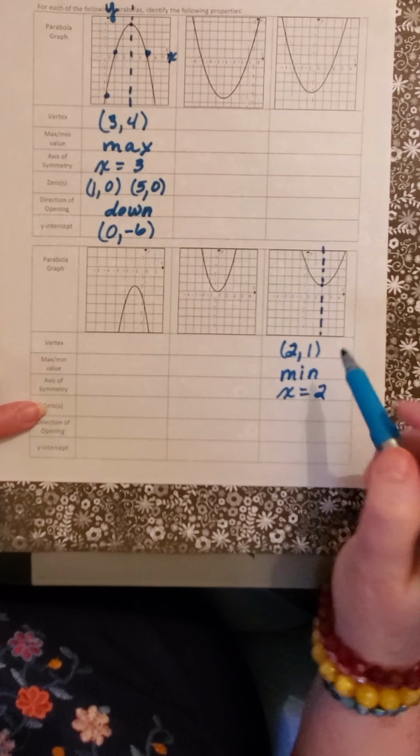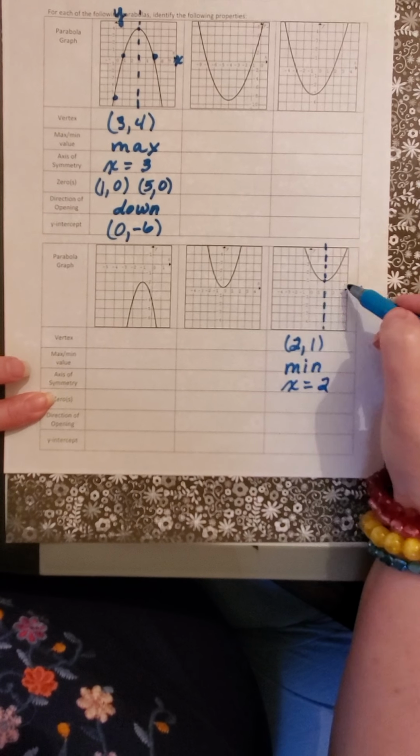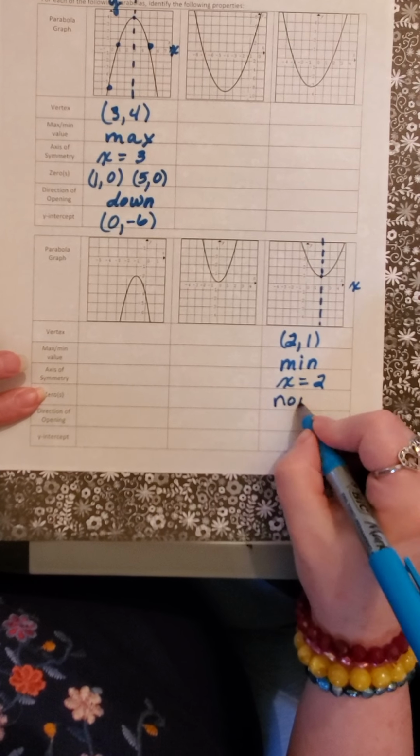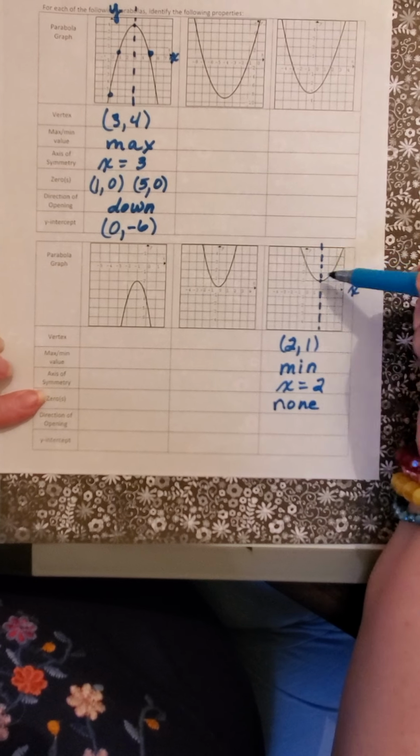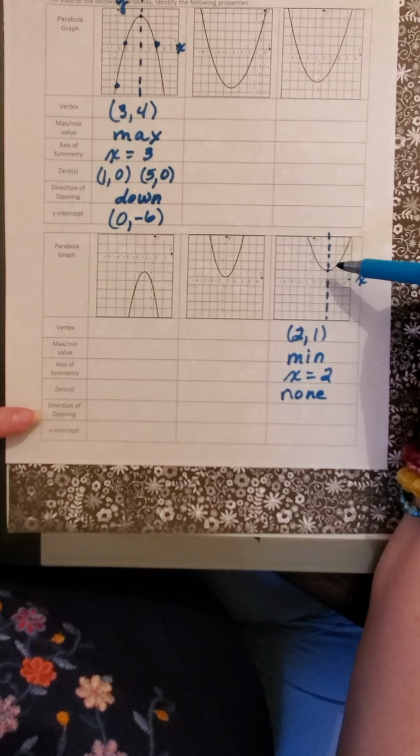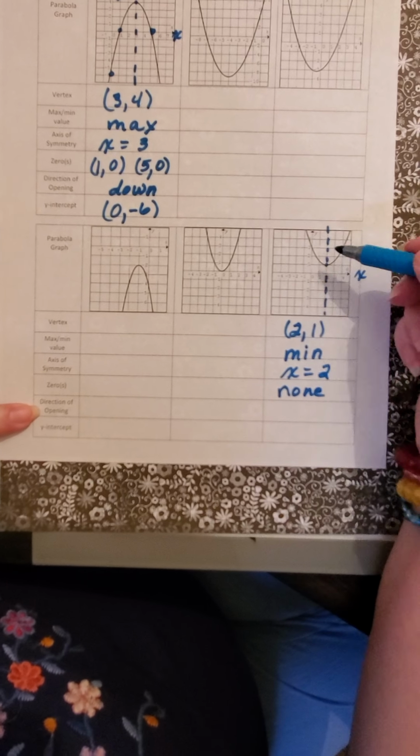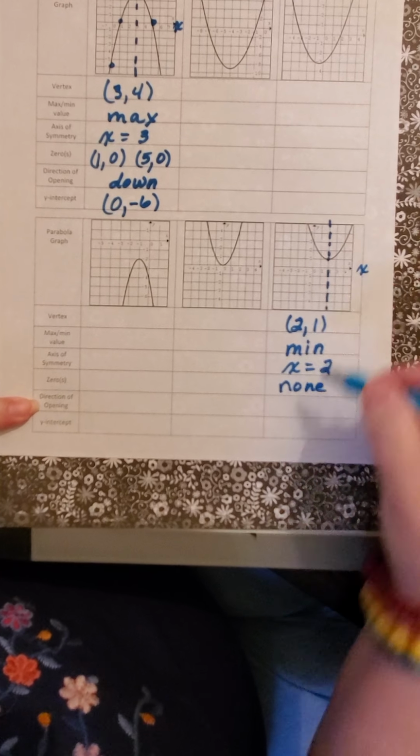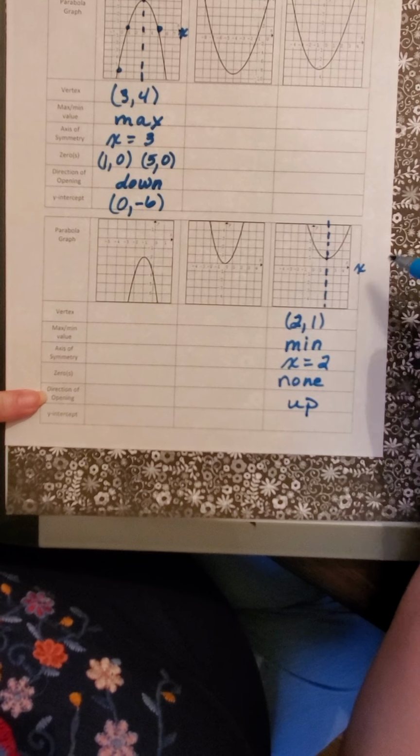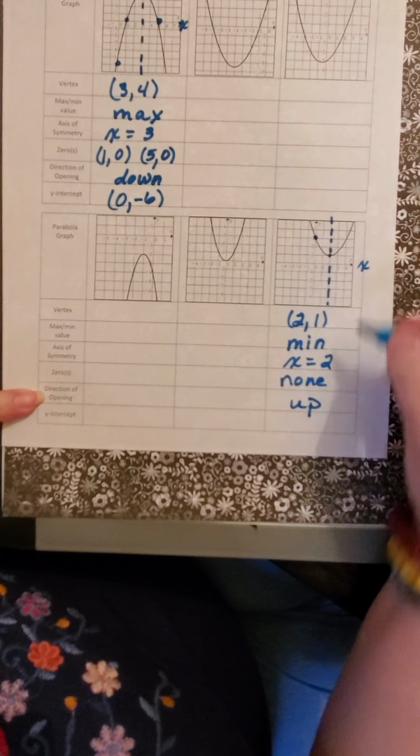The zeros, now if you notice, the zeros are where it crosses the x-axis. It never does cross the x-axis, so there is not one. I'm going to put none. This would be a situation where there's no solution. We'll get into that further later in another lesson. The direction of the opening in this situation, because it has a min, it opens up. And the y-intercept on this one is right here at 0, 3.